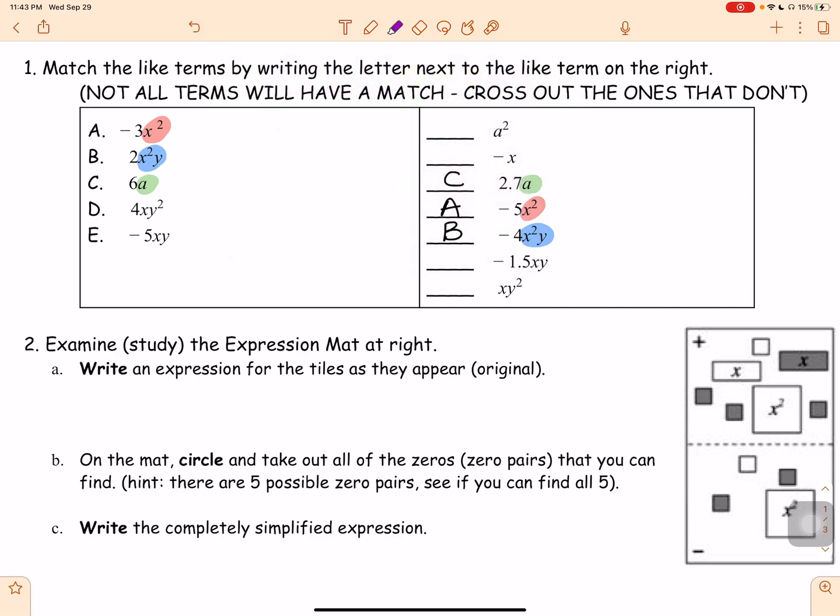And then here, now we have the xy squared, right? So the x just has an exponent of 1, which we don't have to write. x to the first power is just x. So we have xy squared. So that would go with this one down here. Those two are like terms. And this is just 1xy squared technically.